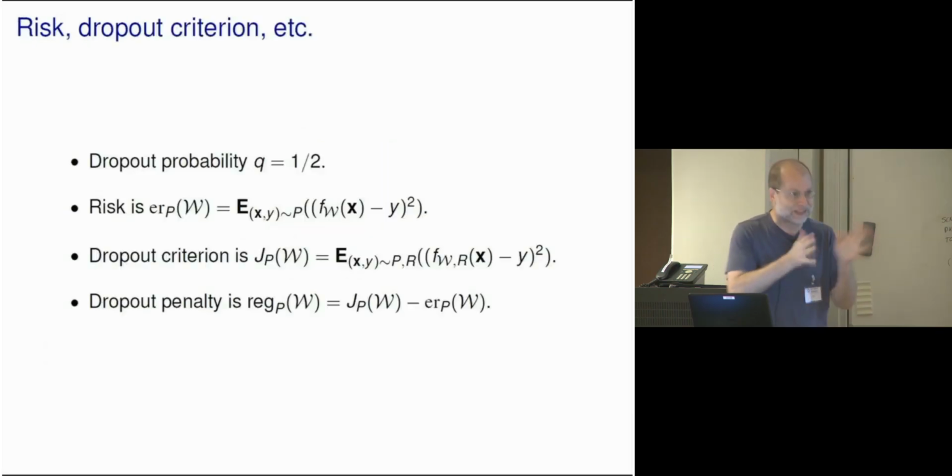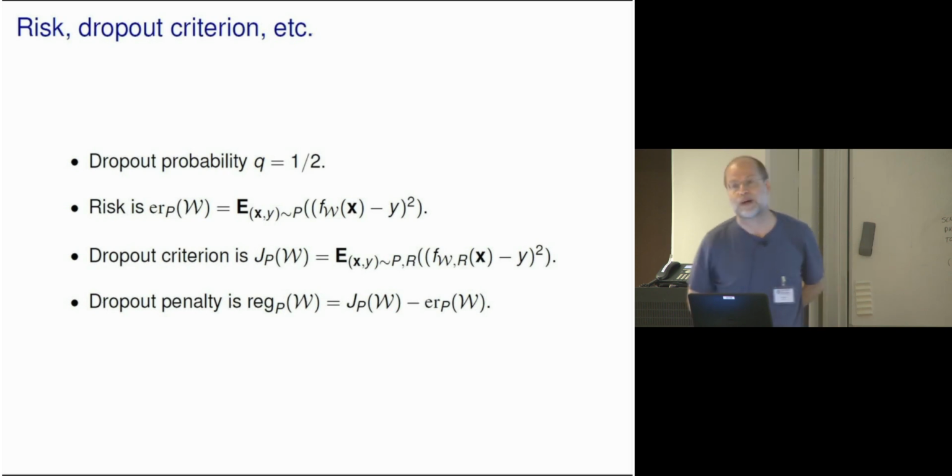Our analysis is focused in the following way. We'll only consider dropout probability of a half, but that's the most common choice. And we're going to analyze the quadratic loss. So the goal of the algorithm will be to produce a model that has a small risk, which is the expected quadratic loss.